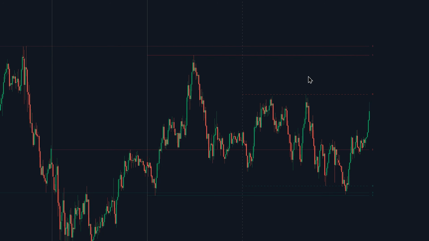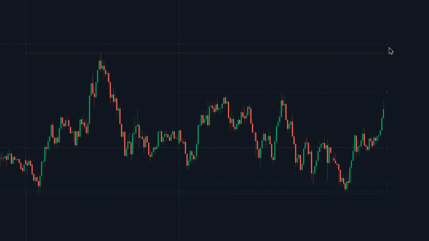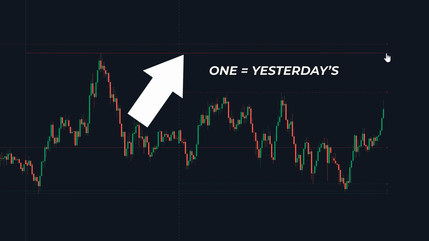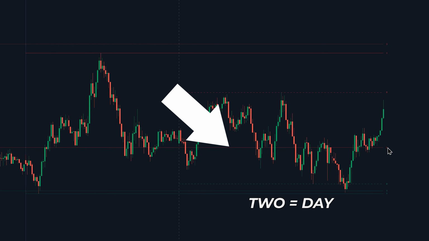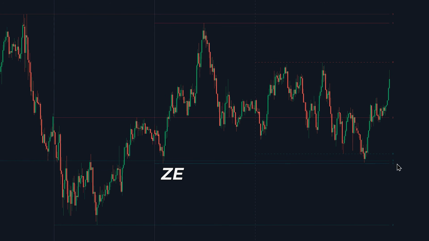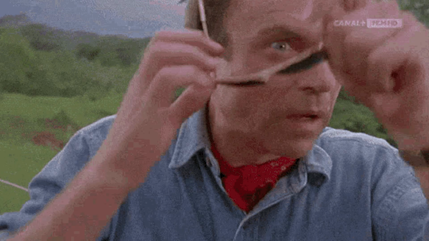Now, these highs and lows are going to be represented by numbers to indicate how far back they go. For example, this one is labeled 0, which means it's the highest price reached for the current day. And then 1 represents yesterday and 2 is for the day before yesterday. Same thing for the previous lows. 0 is for the current day, 1 is for yesterday, and 2 is for the day before yesterday. Simple.